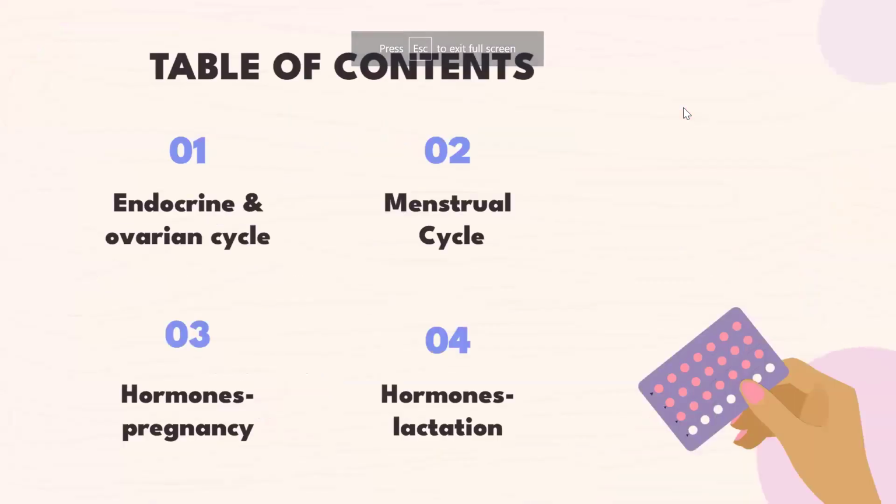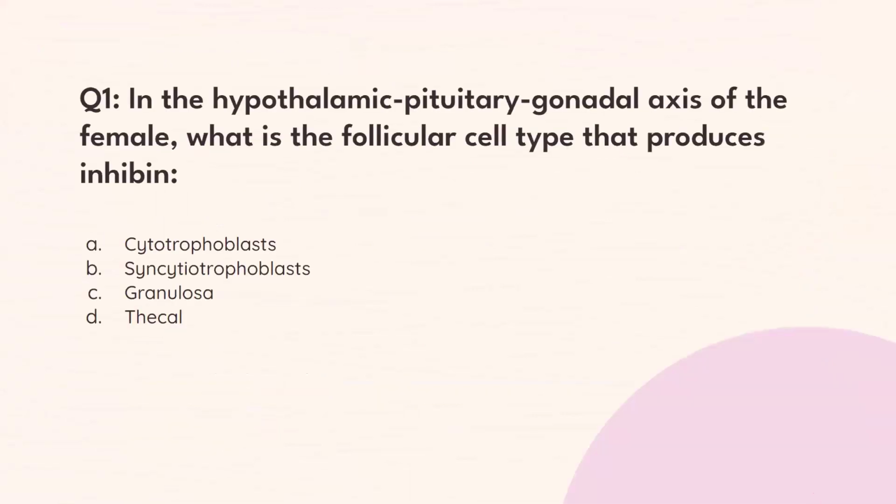This is the table of contents. These are the lectures that I will be going over: endocrine and ovarian cycle, the menstrual cycle, the hormones in pregnancy, and the hormones for parturition and lactation. All right, so let's move on to the first question.